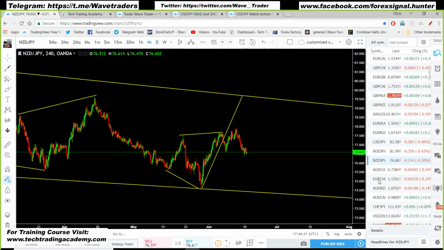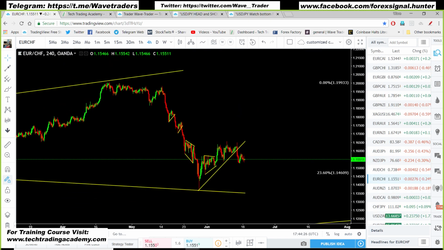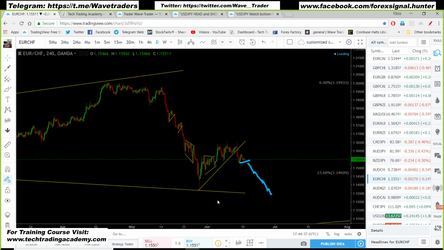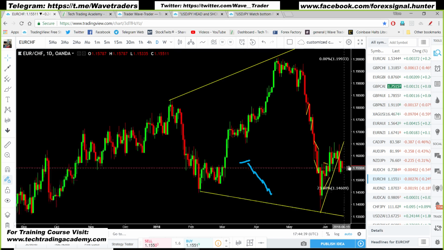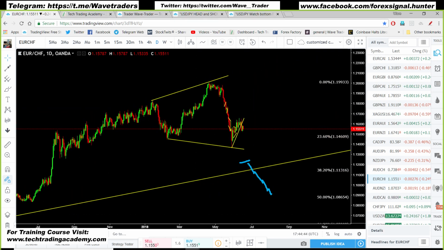So Euro Swiss, move upside. Breakdown of that continuation and look for it to go down. One more drop, and once price completes that one more drop, look for it to go back up. So the Euro Swiss to go back up. Continuation. Last week I showed you that chart, guys, if you remember that. More downside and then go back up.